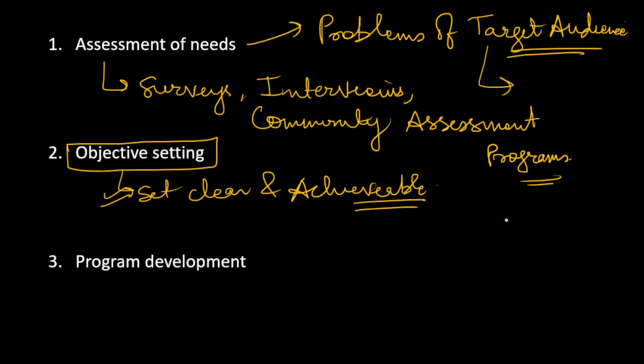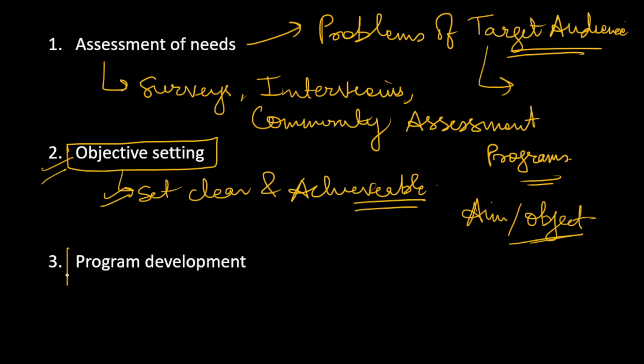Suppose you do a certain experiment. Before starting the experiment, we have a certain aim, a certain objective, that is, what we are going to do. So we have set a clear and achievable objective. It's not that we set an objective that is beyond our achievable limits. So we have to keep that in mind.